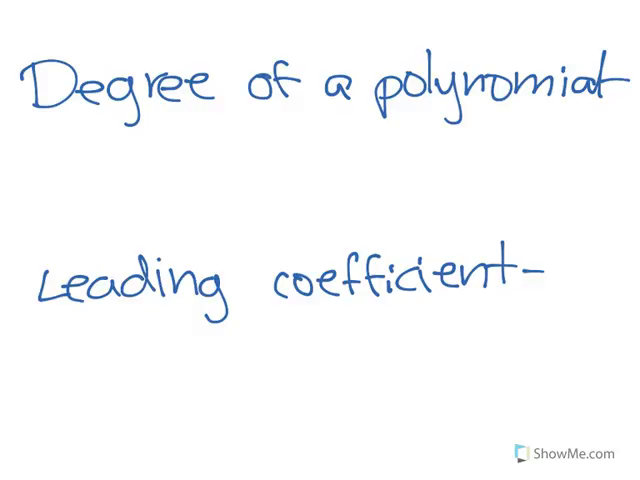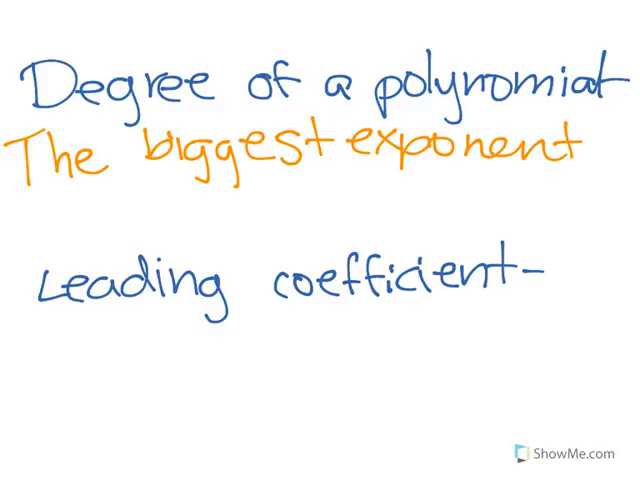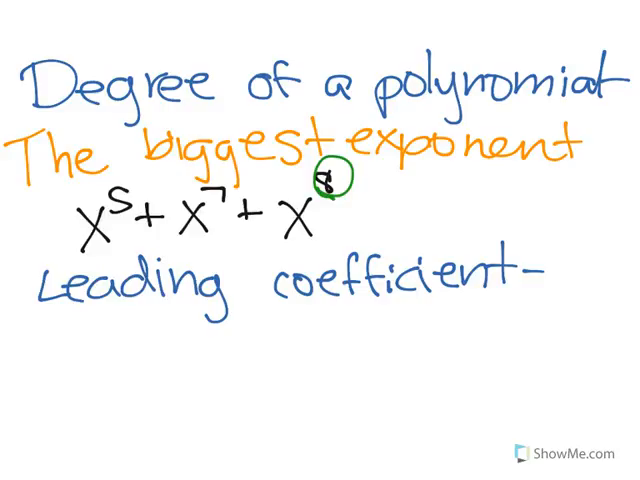The degree of a polynomial is the biggest exponent of the polynomial. So if you have, for example, x to the 5th plus x to the 7th plus x to the 8th, then the degree of this polynomial would be 8. It doesn't matter if you see it like this or if you see x to the 8th plus x to the 5th plus x to the 7th. Either way, you just take the biggest exponent.